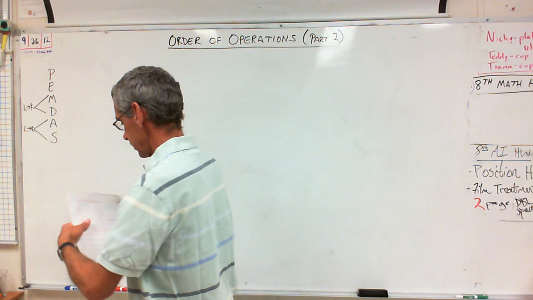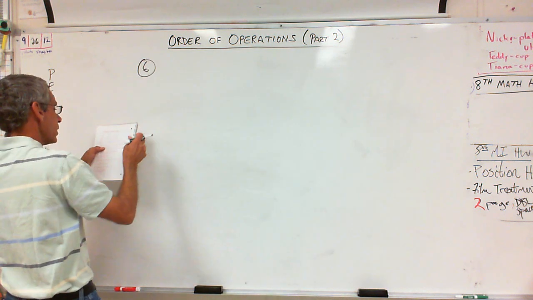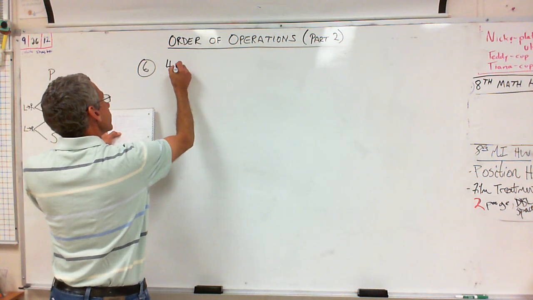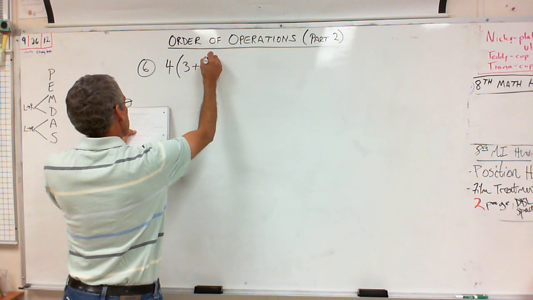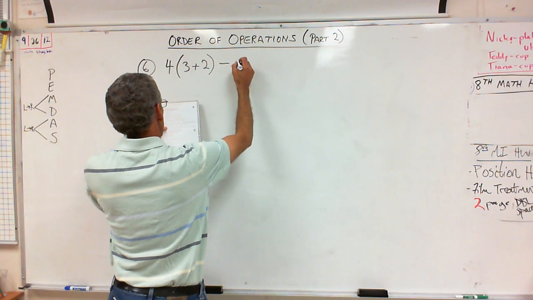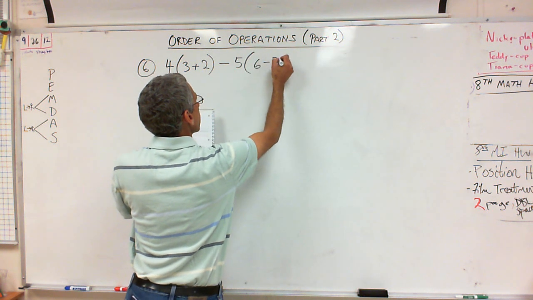That was number 5, right? So number 6. Yep. All right, here we go. Now we're starting to make it a little different. 4 times the quantity 3 plus 2, minus 5 times the quantity 6 minus 3.